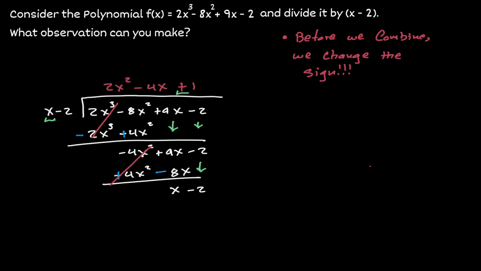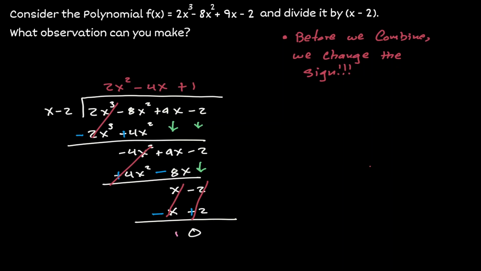So x times 1, that is just x. And negative 2 times positive 1, that will be negative 2. But very important, before we combine, let's change the sign. So x was positive, let's change it to a negative, and 2 was negative, let's change it to a positive. Now let's combine like terms. Notice that the x are going to cancel out, and also 2 and negative 2. So we end up with 0.